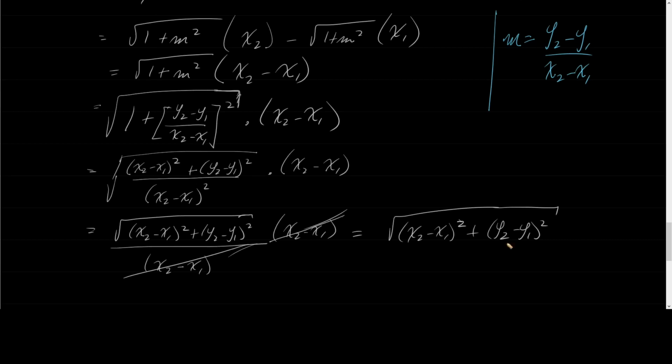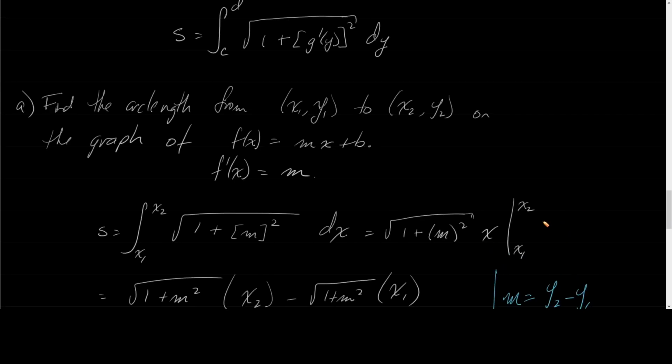And look at that. That formula right there should look familiar, because that's just the distance formula. Now, it should make sense that we just get the distance formula. Why? Because we're working with this function mx plus b. Mx plus b is just a line, right? So the distance between any two given points would just be using the distance formula, the square root of the sum of the squares, which is what we got.